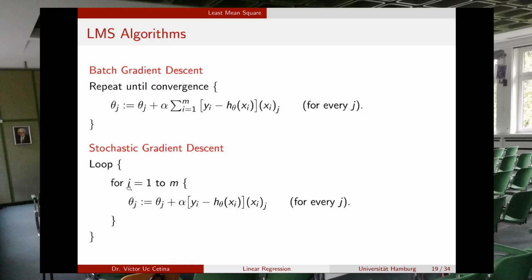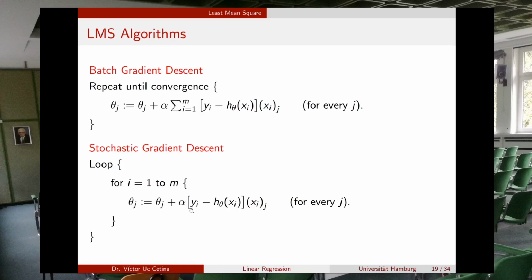Okay, so you will take the first example and update every parameter of your model. So if your model has 4 parameters, you will update the 4 parameters using the first example. Once you have updated using the first example, you will move to the second example and update again the 4 parameters of your model. Then you move to the third example and do the same. So this loop here will move from one example to the other.